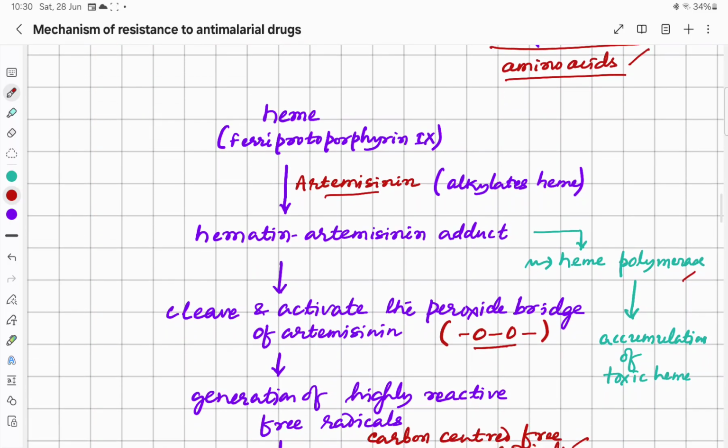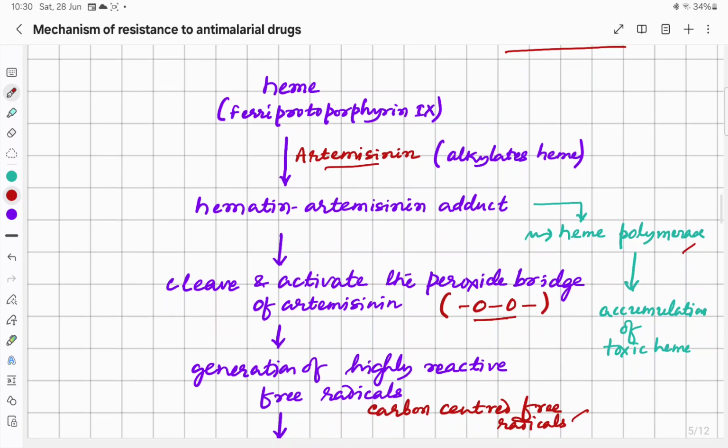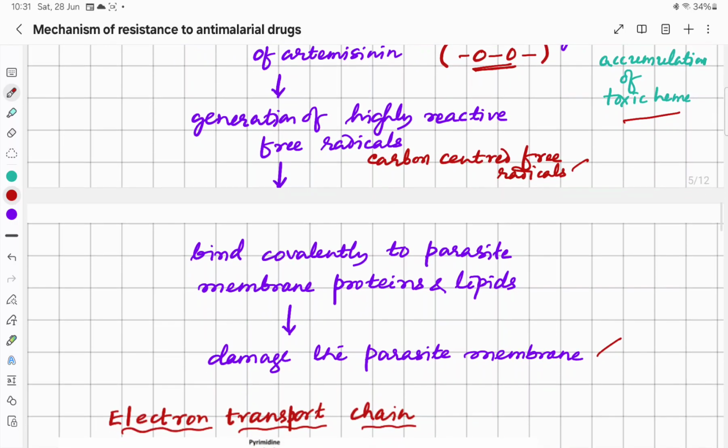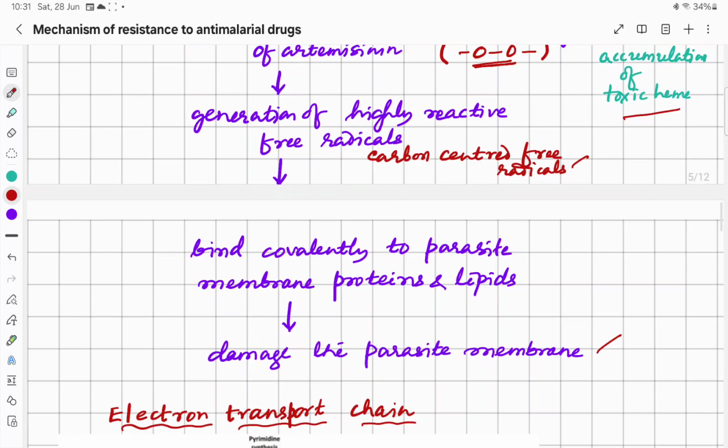Artemisinin alkylates the heme, the ferriprotoporphyrin IX, and forms the hematin-artemisinin adduct, and this hematin-artemisinin adduct inhibits heme polymerase and causes accumulation of toxic heme, which kills the parasite. It also cleaves and activates the peroxide bridge present in the artemisinin structure, and generates highly reactive free radicals, mainly carbon-centered free radicals, which bind covalently to the parasite membrane proteins and lipids and damage the parasite membrane.